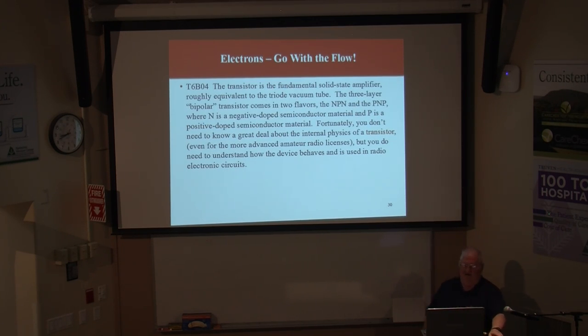A transistor is a fundamental solid-state amplifier roughly equivalent to the triode vacuum tube. The three-layer bipolar transistor comes in two flavors, the NPN and the PNP, where N is the negative doped semiconductor material and the P is the positive doped semiconductor material. Fortunately, you don't need to know a great deal about the internal physics of a transistor. Thank God. Even for the more advanced amateur licenses, you do need to understand how the device behaves and is used in radio electronic circuits.